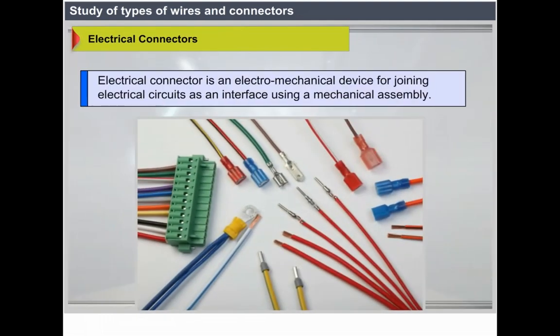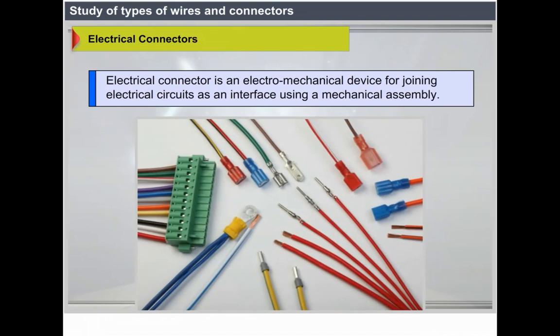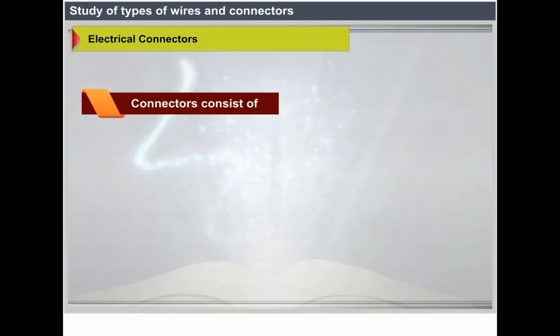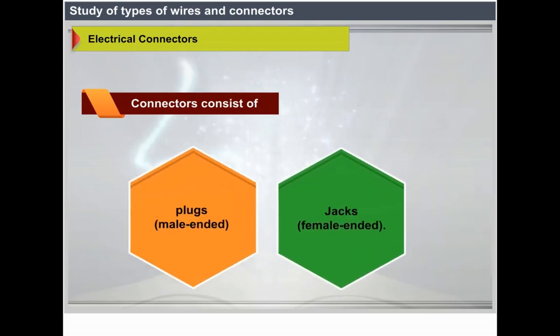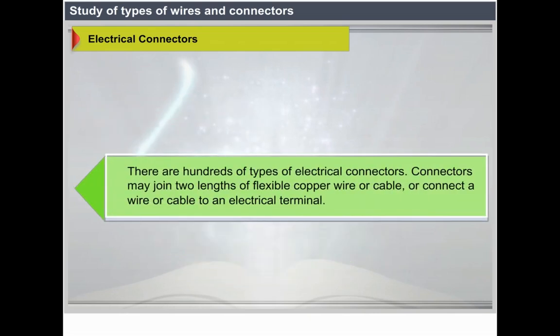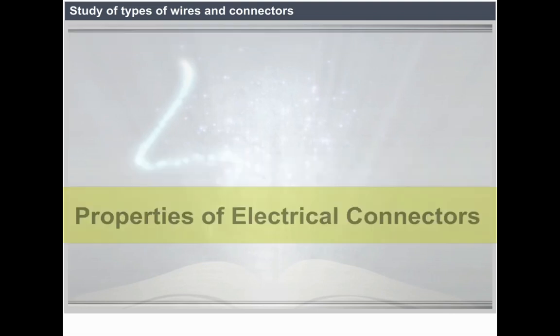Electrical connectors. An electrical connector is an electromechanical device for joining electrical circuits as an interface using a mechanical assembly. Connectors consist of plugs, male end, and jacks, female end. There are hundreds of types of electrical connectors. Connectors may join two lengths of flexible copper wire or cable, or connect wire or cable to an electrical terminal.